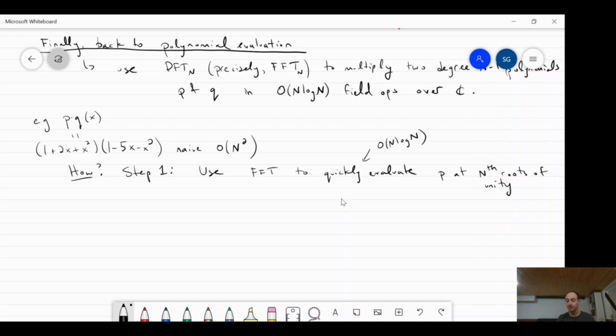And you also do this for Q, of course. So by using the FFT, I just multiply by the DFT, and it will have that effect of evaluating each of these polynomials at the points in that Vandermonde matrix, which are the roots of unity for the DFT. Then step 2 is you can use pointwise multiplication.